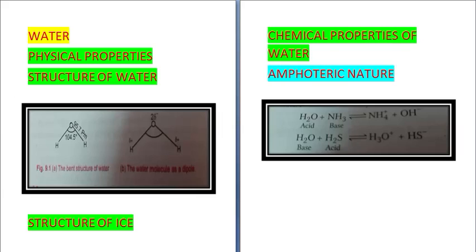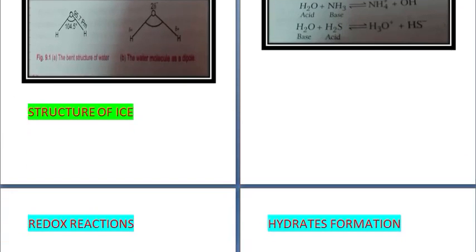Now next is chemical properties of water. So first property is that water is amphoteric in nature. Amphoteric means it can act both as acid as well as base. When it reacts with a base like ammonia, water gives NH4+ and OH-. So here it is acting like an acid. But when it reacts with an acid like H2S, then it gives you H3O+ and HS-. So in this case it is acting like a base. So it is amphoteric in nature.